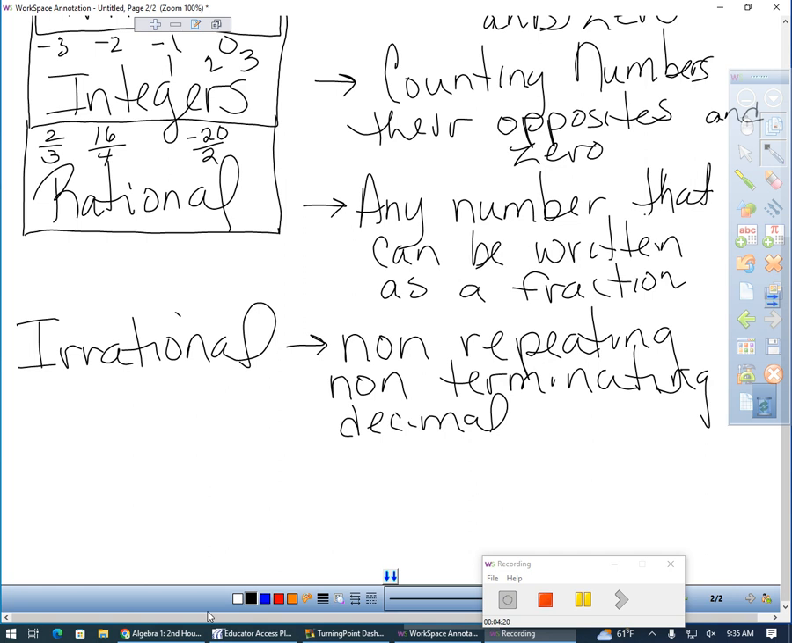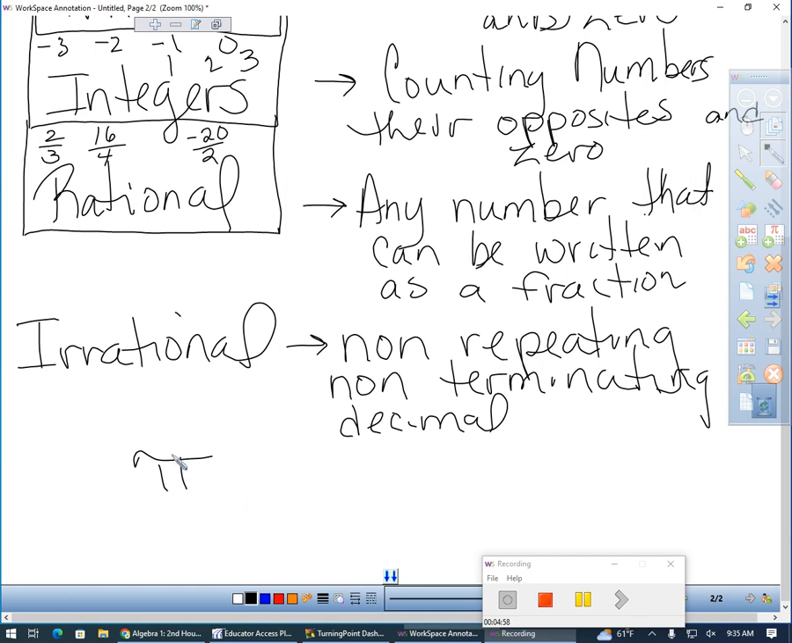So when I say non-repeating, if I have a decimal that's 0.33333, that's repeating because what fraction is that? 0.3 repeating is what fraction? 1/3. Does that sound familiar? So if it's repeating, it can be written as a fraction. Non-terminating means it's a decimal that's going to go on forever. One of the most famous irrational numbers is pi. Pi is an irrational number.